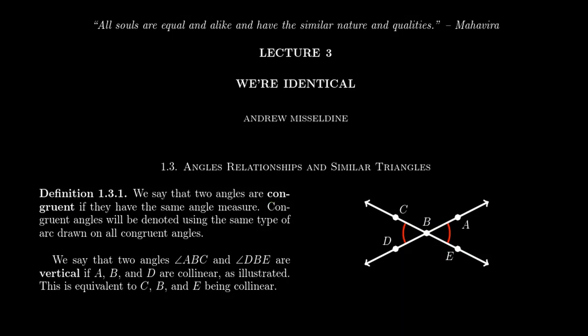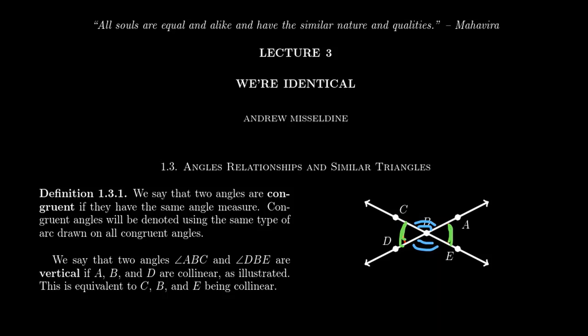Now, one condition that you can see in the diagram that guarantees angles are congruent is the idea of vertical angles. What does it mean for two angles to be vertical? Well, let's imagine we have two straight lines that intersect each other at some common point B. So B is the intersection of these two lines. Then we say that two angles are vertical if they're opposite of each other with respect to this intersection of the lines. So we have one set of vertical angles right here, and we have another set right here.